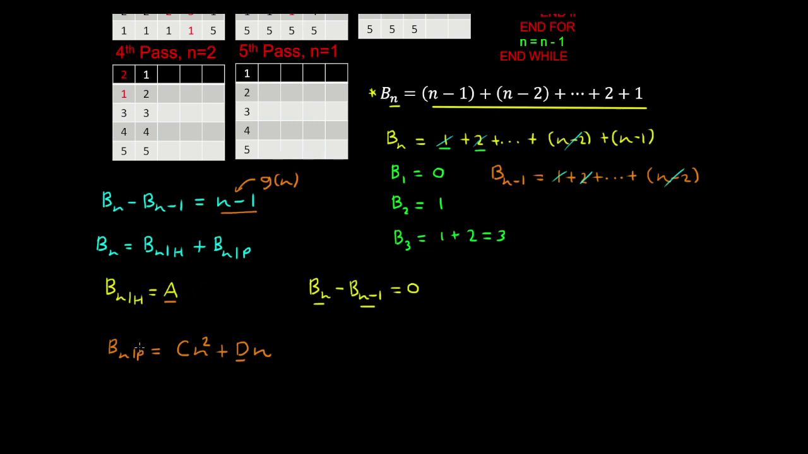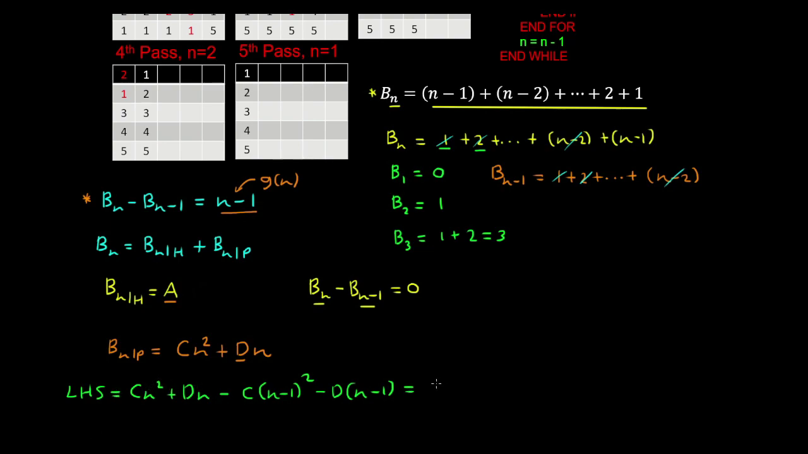And now we can substitute this into our recurrence relation. So B(n) is Cn squared plus Dn, minus B(n minus 1), which is C(n minus 1) squared plus D(n minus 1). And that's the left-hand side.